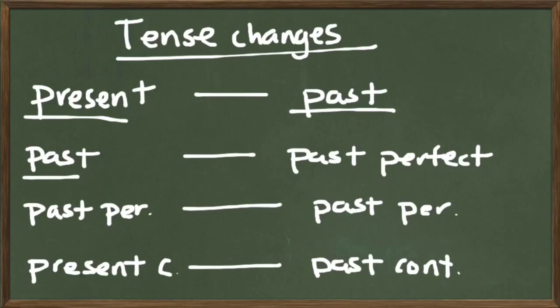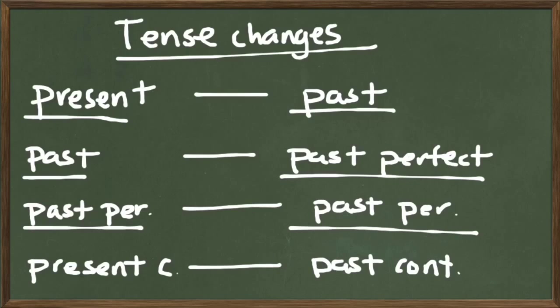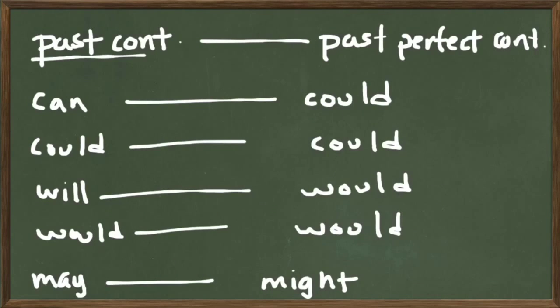If it is in past, we're going to use the past perfect. If the original sentence is already in past perfect, we're not going to change it. We're just going to continue using past perfect. If we have present continuous, we're going to use past continuous. If we have past continuous, we're going to use past perfect continuous. The same is true if the original sentence is already in past perfect continuous: we don't change it.